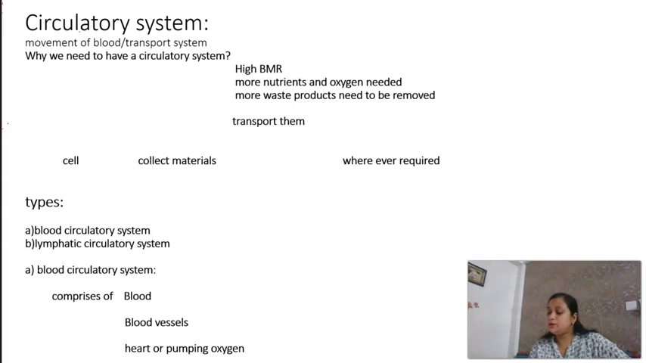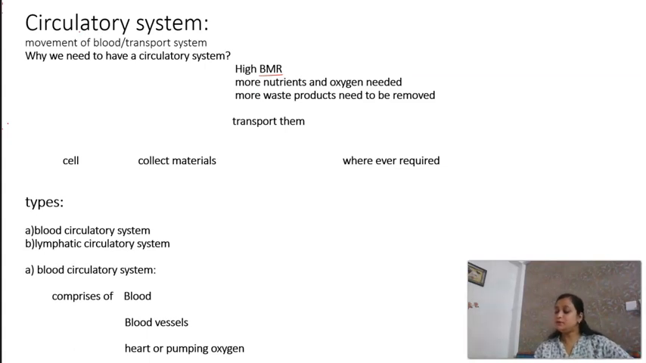Why do we need to have a circulatory system? We are a very advanced form of life or organism. We have a very high basal metabolic rate, so we need more and more nutrients, and side by side we need a lot of oxygen too. And we are producing a lot of waste material. So we need a good transport system that allows the nutrients and oxygen to reach from each and every cell to another cell. So we need to have a circulatory system.